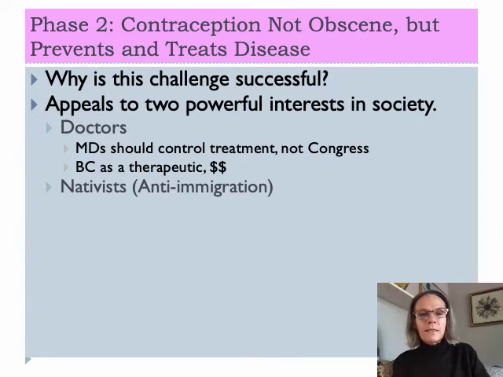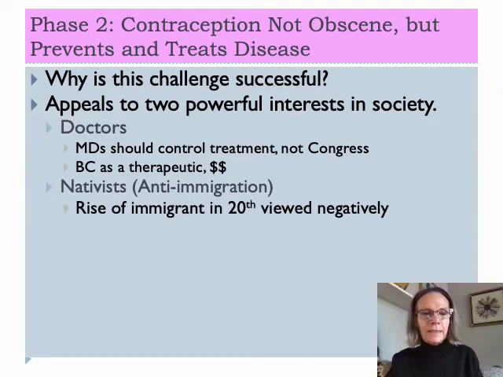Another powerful interest in society at this time were nativists, those who were anti-immigration. As we know, there was a rise of immigration at the beginning of the 20th century from Eastern Europe, Southern Europe, and Northern Europe. As those people came into the United States, there was a backlash, sort of similar to the backlash that we have today. There was a sense that these weren't true Americans, and that when they would come and have a lot of babies, it was basically degrading the purity of the true Americans in the United States.